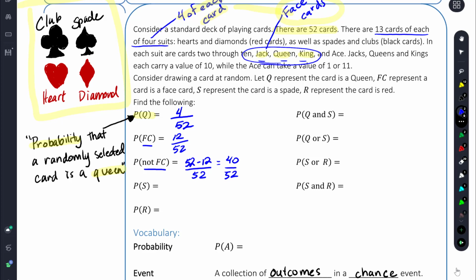So for the remaining 2, P of S and P of R, take just about 30 seconds to write out those fractions. And hit pause while you do that, and then check your work.